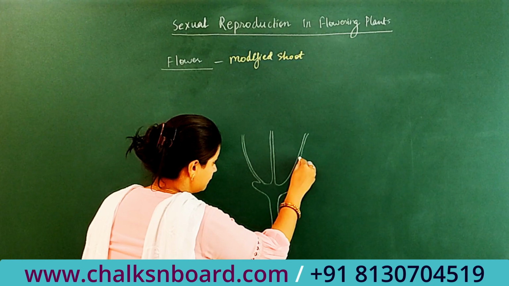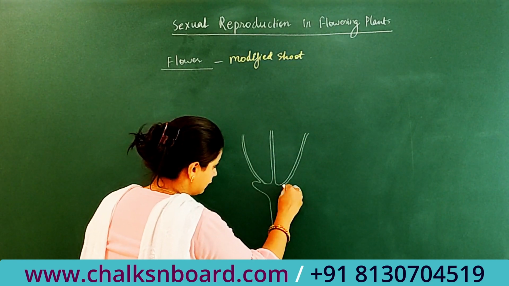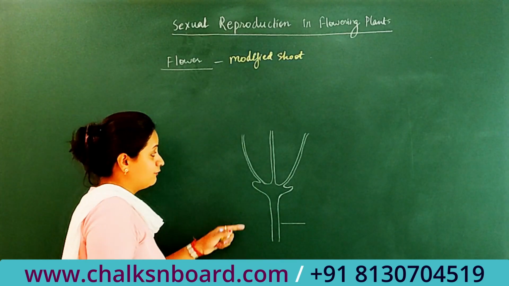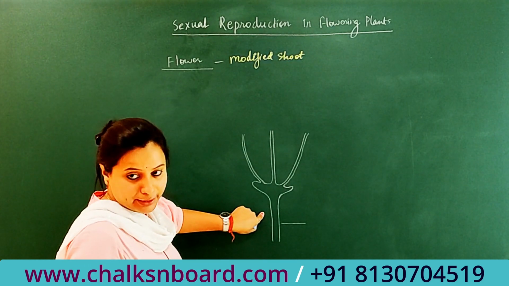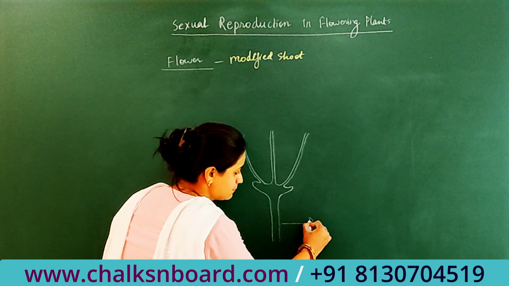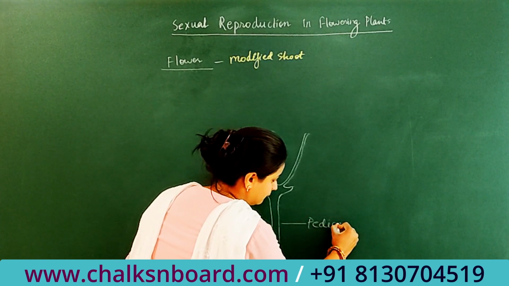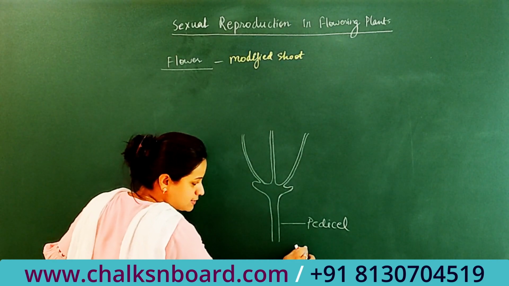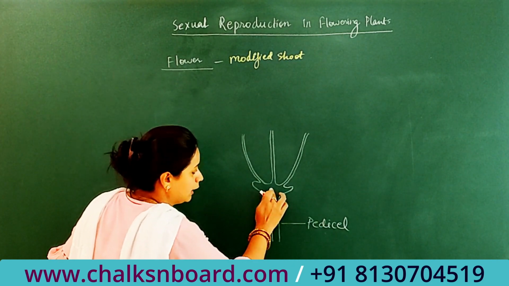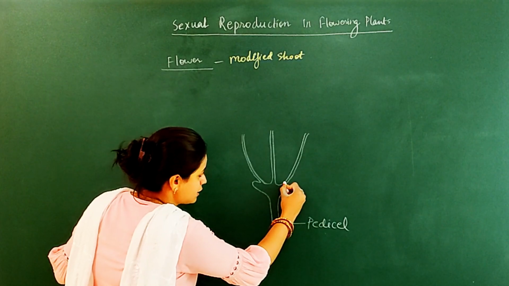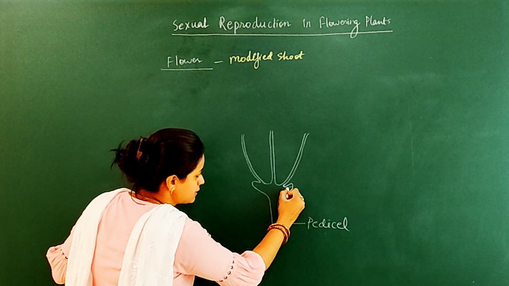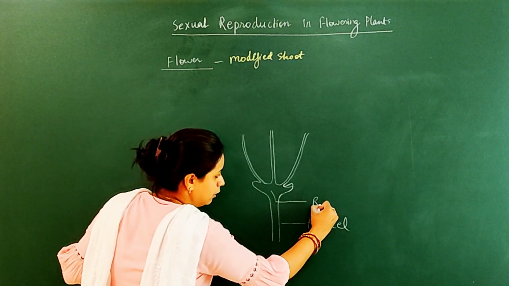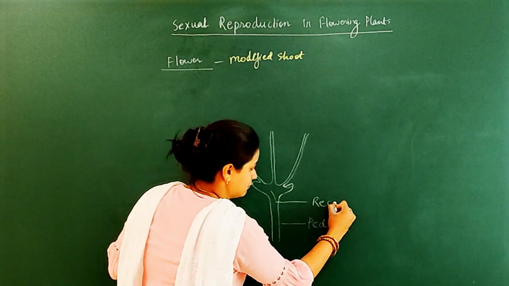So we can see I am starting this diagram with a stalk-like structure. The flower is attached to the stem with this stalk-like structure, which is called the pedicel. Okay, now the flower is getting attached to the stem with the help of the pedicel. Now we can see here a cup-shaped structure. This cup-shaped structure present over here is called the receptacle, or we can say thalamus.